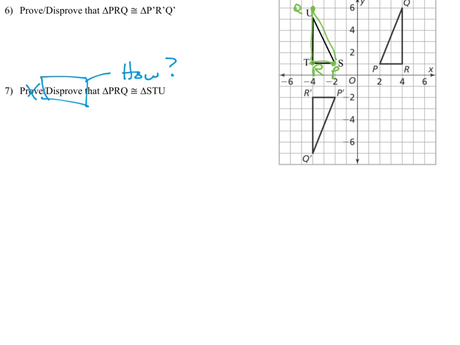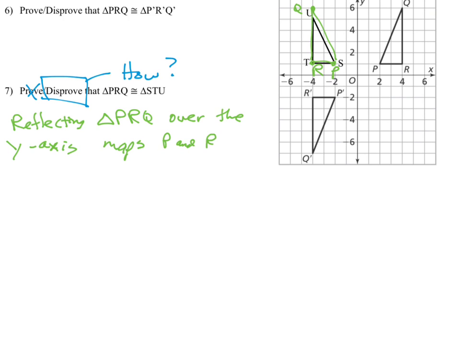I'm going to just state the transformation that carries PRQ on top of STU, but then note that Q doesn't map onto U. So here's how it goes. I'm going to write out reflecting triangle PRQ over the y-axis. Now I got that, it maps segment PR onto ST, but Q does not map onto U. So this sentence is really similar to ones we've been dealing with, right? You reflect over and it maps certain parts onto others.